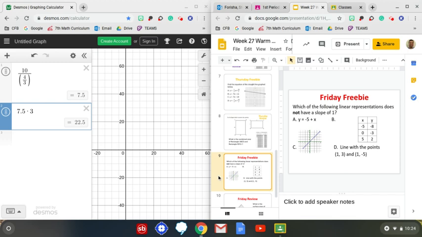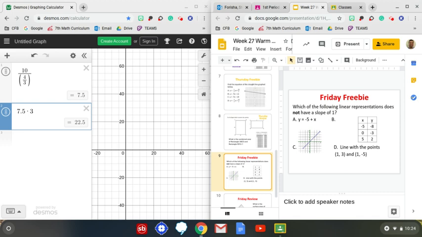Okay, let's take a look at this Friday. Which of the following linear representations does not have a slope of 1? Remember, the slope goes with the x, so A, if there's not a number there, we know that with x is a 1, so the slope of A is 1. A is not my answer.